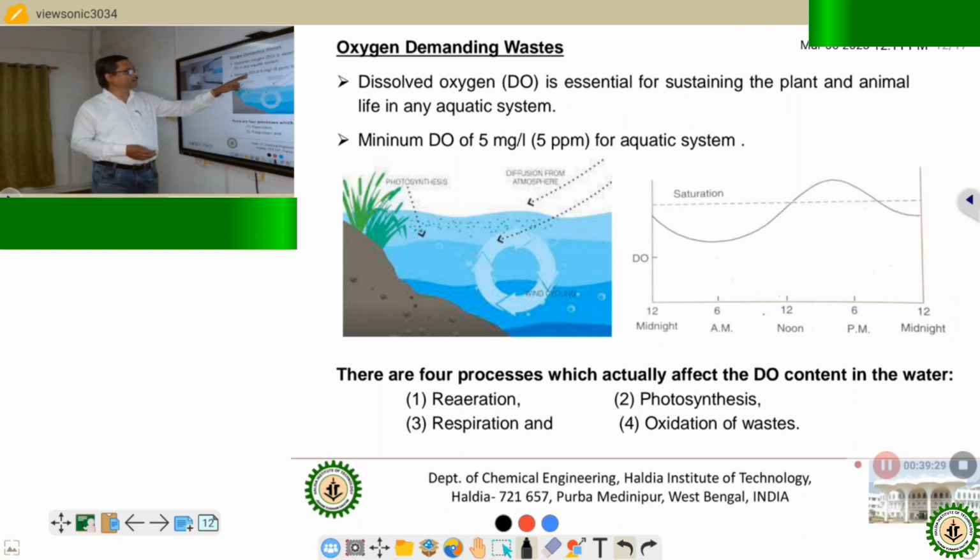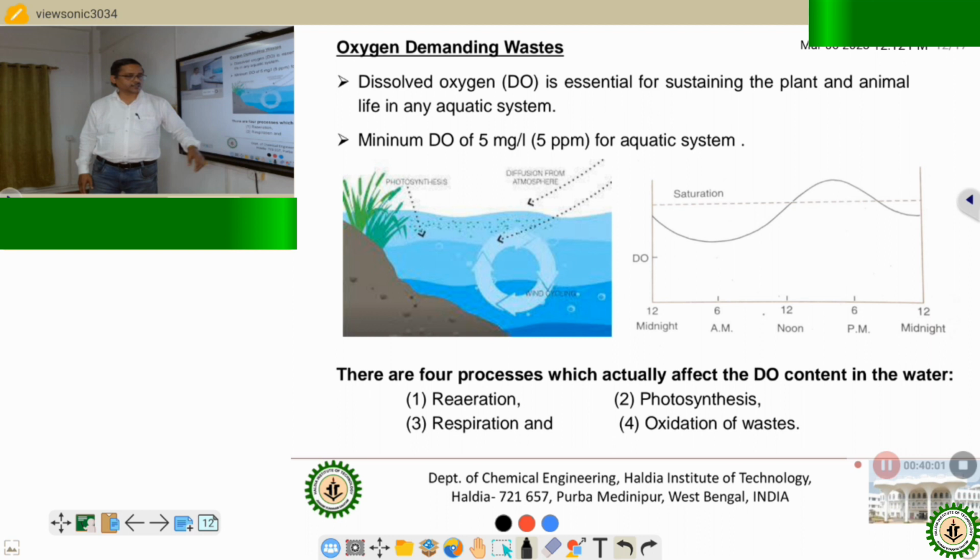So the minimum DO, dissolved oxygen, required is 5 milligram per liter, that is 5 ppm. For any aquatic animal, at least 5 ppm of oxygen is required. So we have to maintain that much oxygen, and that oxygen level may be affected by these four parameters. The first one is reaeration, then photosynthesis, respiration, and oxidation of waste.